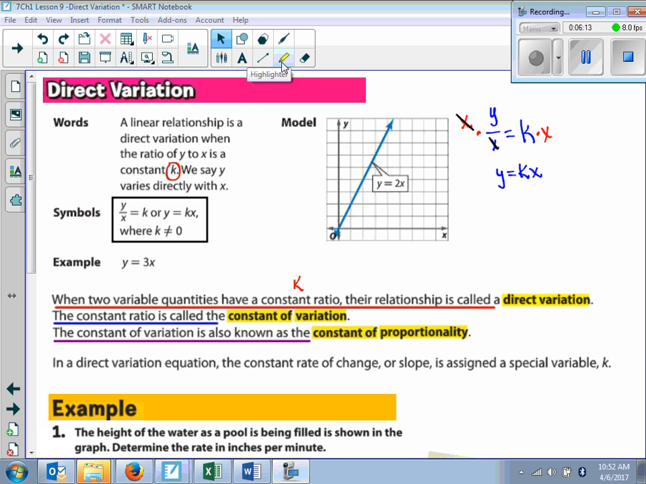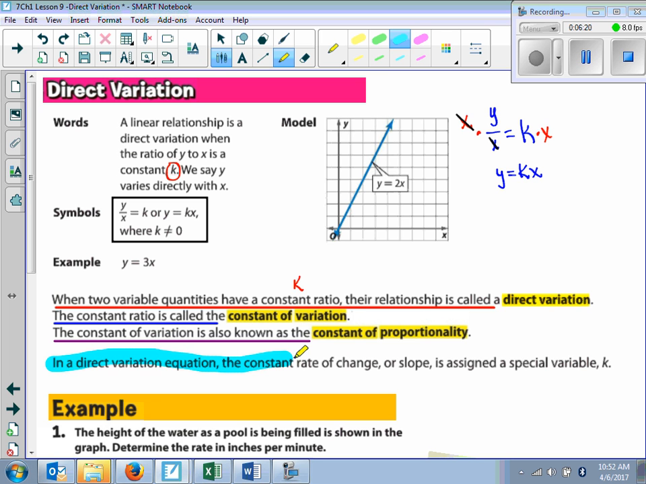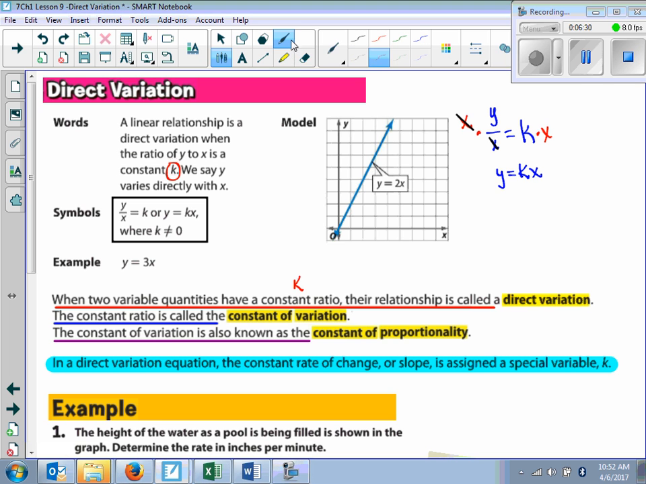Now, in a direct variation equation, I want you guys to make sure you write this down too. In a direct variation equation, the constant rate of change, or the slope, is assigned a special variable, k. And please notice again here, the constant rate of change and the slope are the same thing.